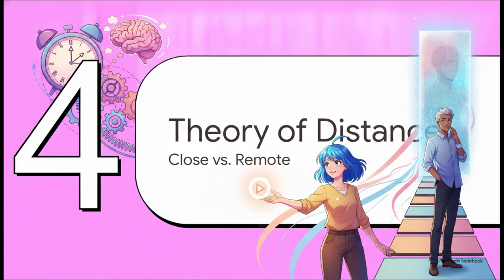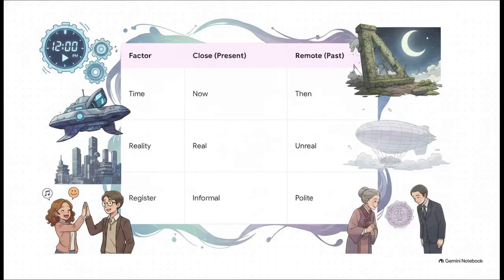All right, get ready for section 4. Distance, close versus remote. Okay, this is going to completely reframe how you think about verbs. Linguists suggest this fascinating advanced framework called the theory of distance. They suggest that the present simply means close to us and the past means remote. And this applies to time, reality, and even social register. When things are happening right now, are highly realistic, or involve informal relationships, we use close present tenses. When things are hypothetical or require polite social distance, we push them away using remote past tenses.